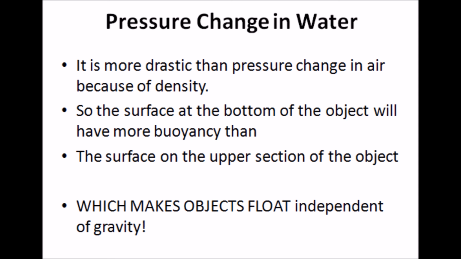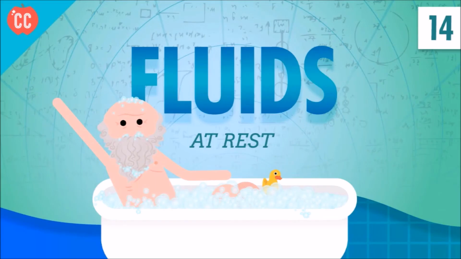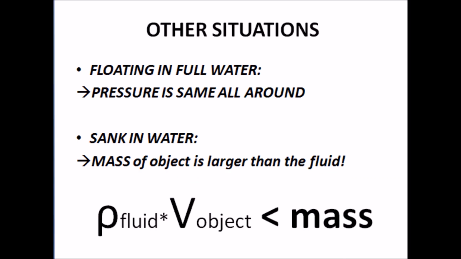And our equations are independent of gravity, which makes me think about whether to consider the theory of gravity once again, because in air we shouldn't also consider gravity, I think. Sorry, Archimedes, I think we have to reconsider your equations. Okay, now let's look at other situations. Floating in full water, pressure is same all around. Sinking in water, mass of object is larger than fluid, which is of course the same equation without gravity. Rho of fluid times volume of object is less than mass.